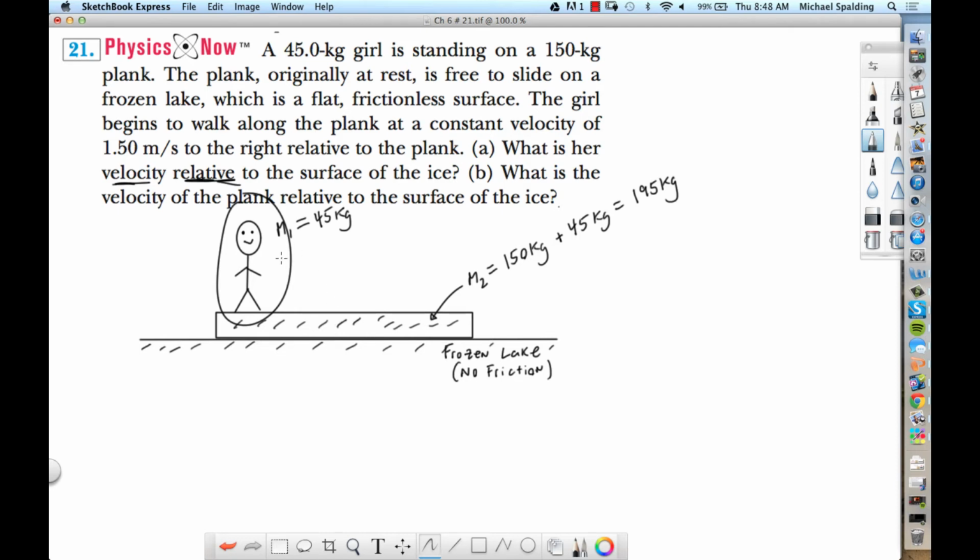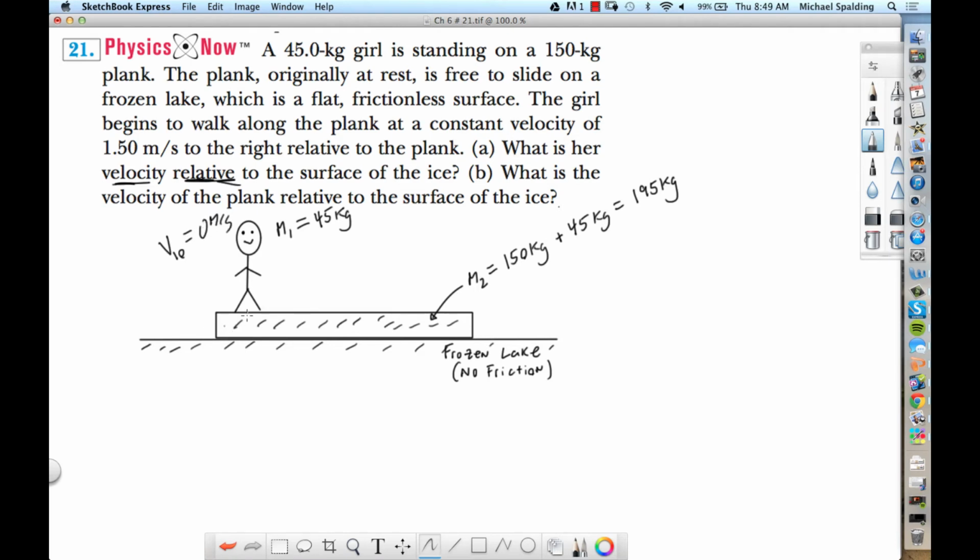So I'm going to say that the girl is M1, 45 kilograms. The plank is M2, which is 150, but you have to add the mass of the girl. Does that make sense? Why? The girl is standing on the plank. So for all practical purposes, M2 is 195, M1 is 45. Okay, so what is the girl's initial velocity? Before anything happens, V1 initial is what? 0, she's not moving.